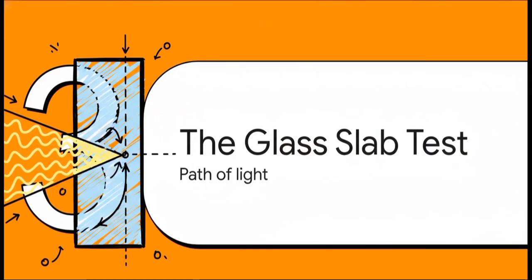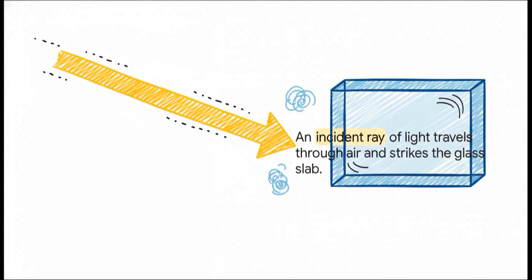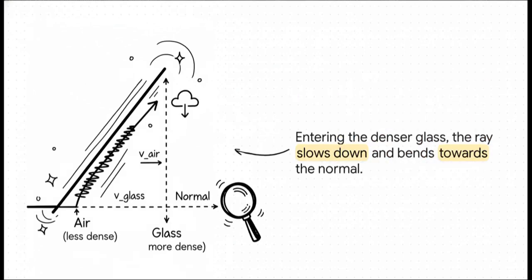Now, to really see this in action, let's walk through a classic physics experiment. We're going to pass a single beam of light through a rectangular block of glass. This will let us map out the exact path the light takes as it bends. Okay, first up, we have our ray of light. It's called the incident ray, just zipping along through the air. And you can see it's on a collision course with the surface of that glass. Now watch what happens. The moment the light enters the glass, it hits that denser medium, our mud, and it slows down.